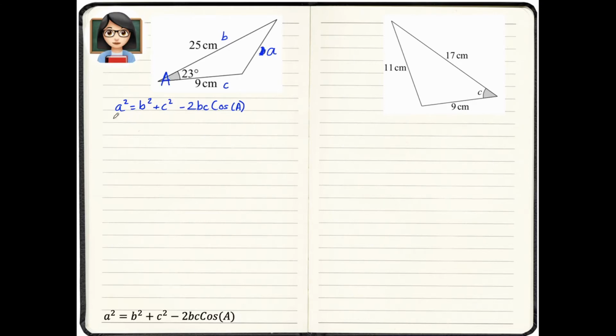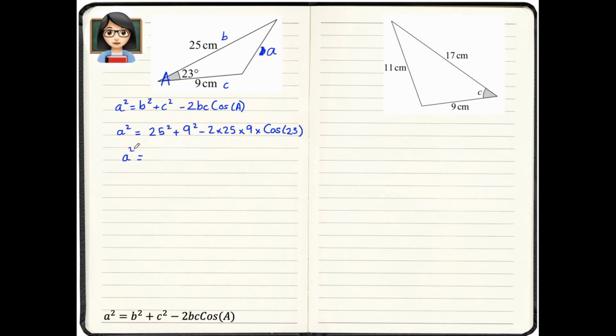Okay. So let's do some substitution. We don't know what little a is, so we can leave it there. We do know what B is, so that's 25. So 25 squared plus, now C is 9, so 9 squared minus 2 times 25 times 9 times cosine of angle A, which is 23. Okay, and you'll notice that I've just written that out in a beautiful line, exactly subbing in, so I know exactly what's gone in for what. This helps me check my answers so much, and it also helps anyone marking my work to see any little mistakes I might have made.